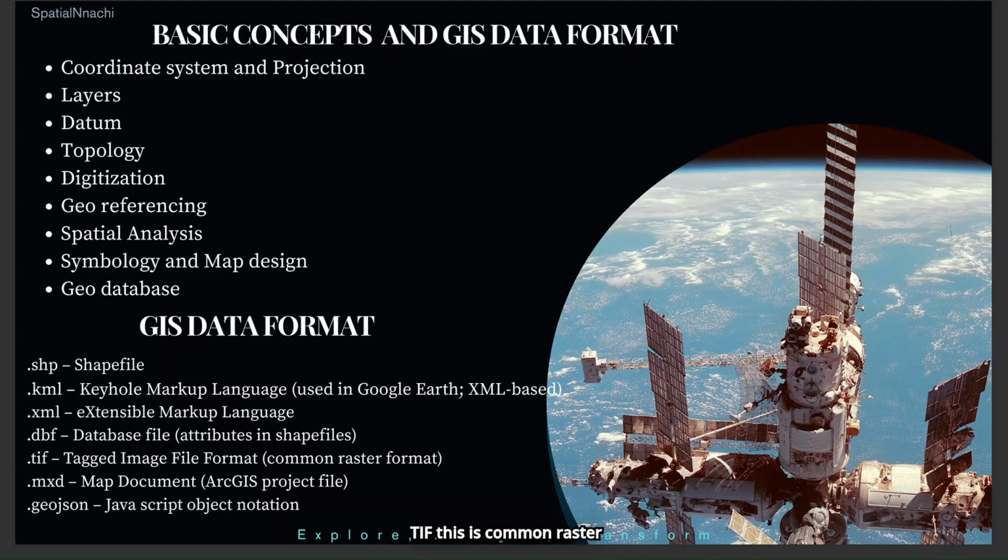TIFF. This is a common raster format, often used for satellite imagery or scanned maps. MXD. This is an ArcMap project file. It saves your entire map view, that is your layers, symbology, layout, everything. Think of it as a workspace. GeoJSON is ideal for web mapping.